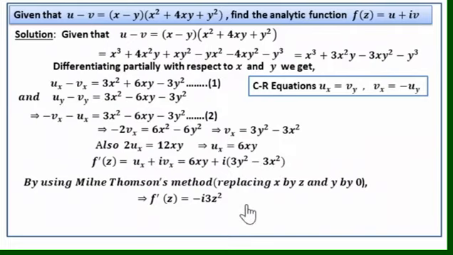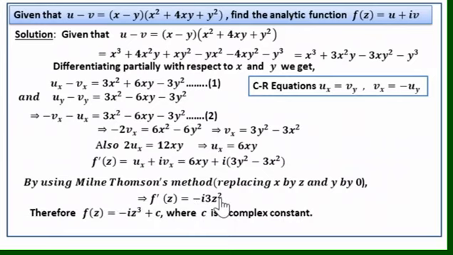Okay, then integrate with respect to z. Now minus 3i will be constant, keep as it is. Integral of z square is z cube by 3. So we have f of z equal to minus i z cube plus c, where c is the constant of integration, c is a complex constant.